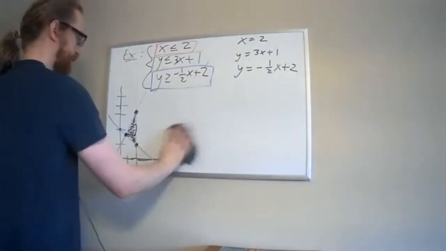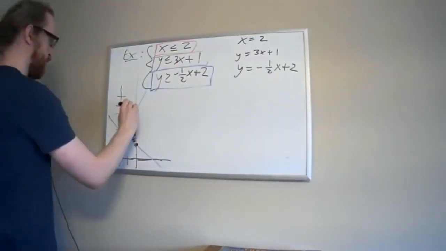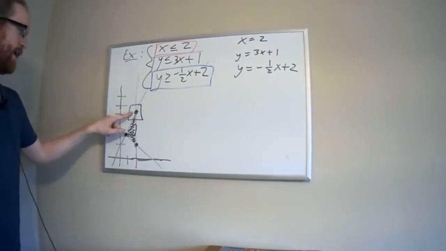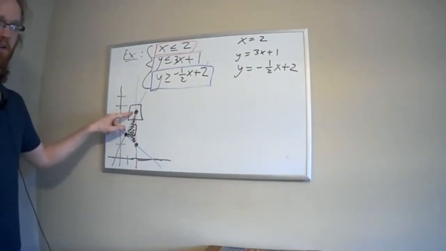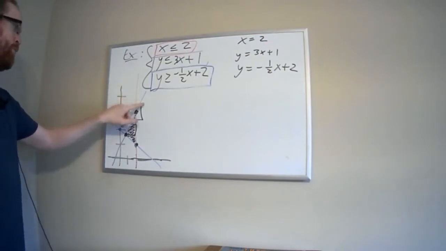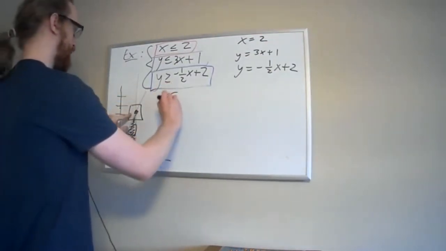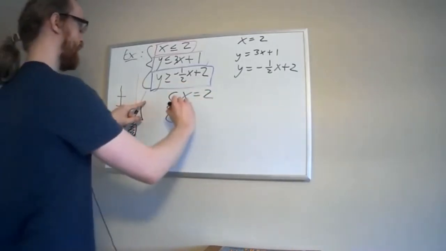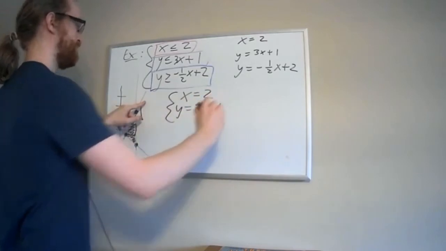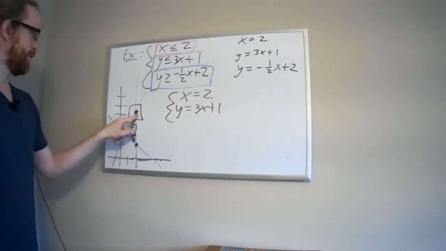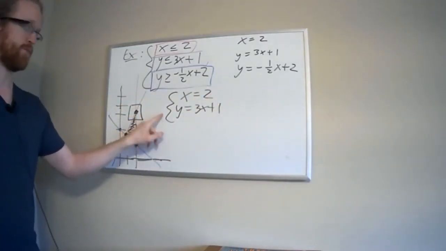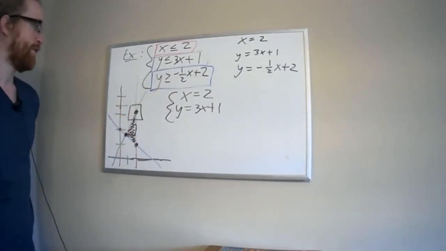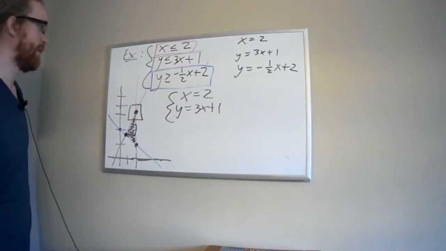So let's say I wanted to find this corner point first. What is this corner point? Well, what I'm going to do is ask, what are the lines that are intersecting at this point? There was the red line and the purple line. The red line had equation x equals 2, and the purple line had equation y equals 3x plus 1. So to get this corner point, I have to solve this system of equations because these two lines are intersecting at this point.